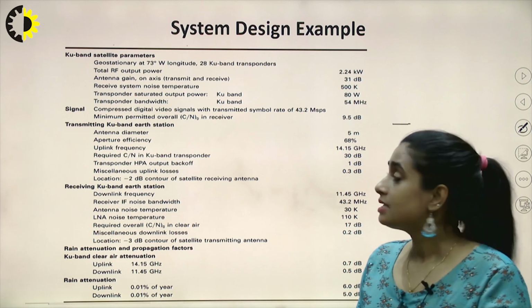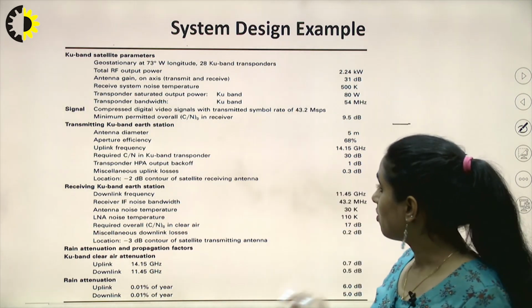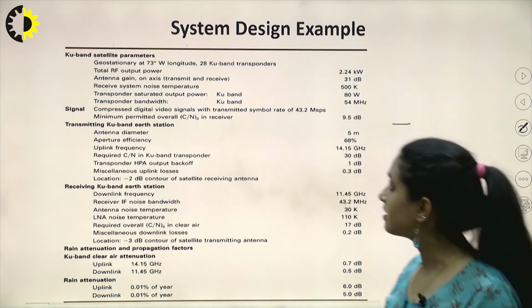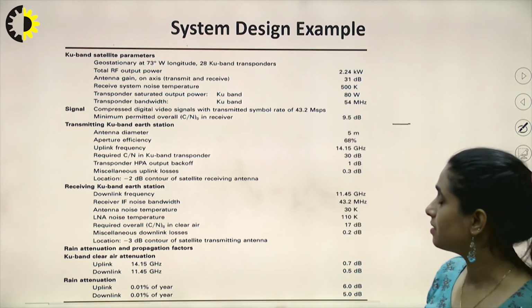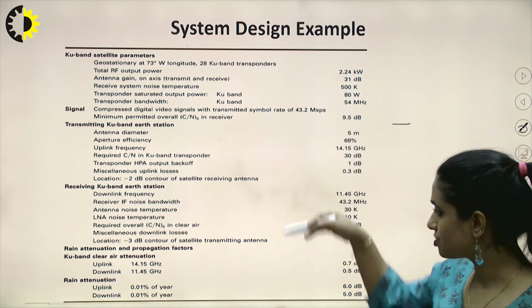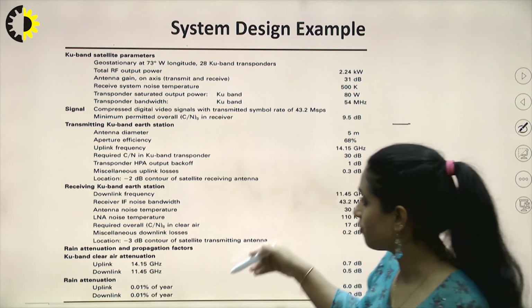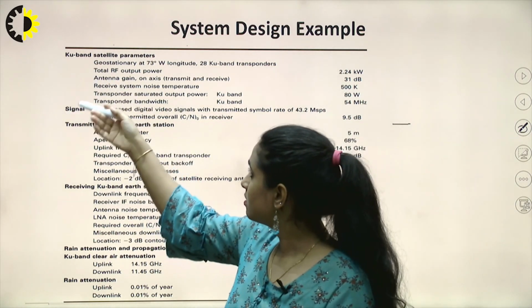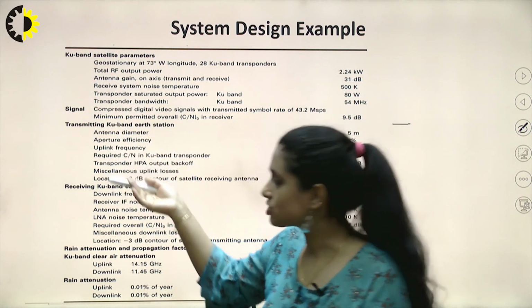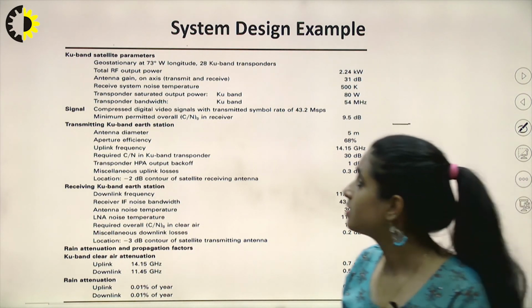This shows all the parameters written in a tabulated manner. This is a system design example. So this is basically a link budget, where in tabulated form we have tried to mention all the things that actually affect the power, right?